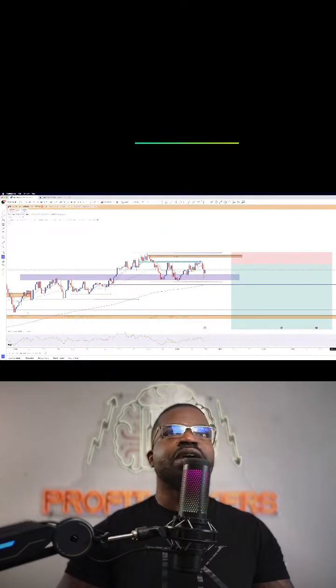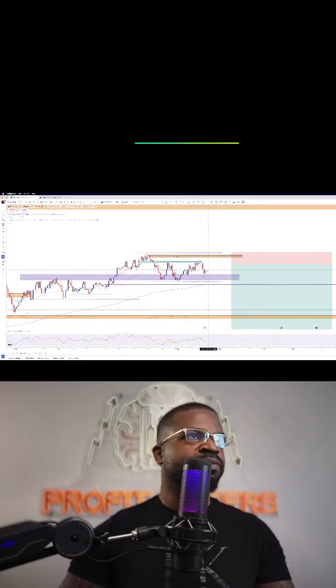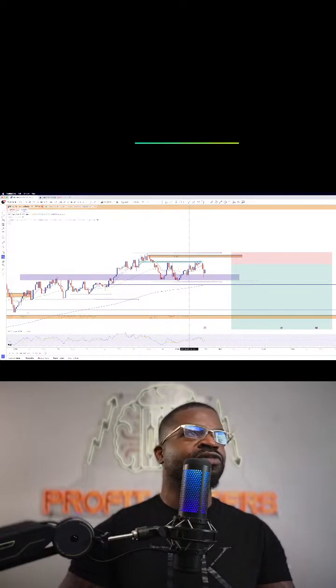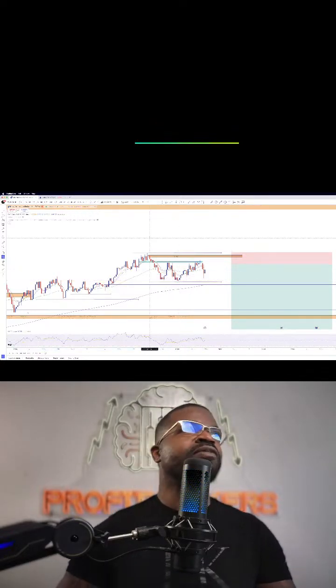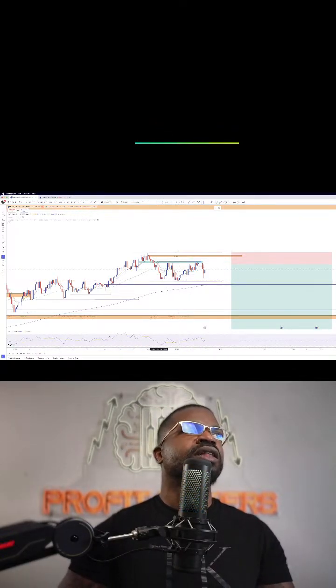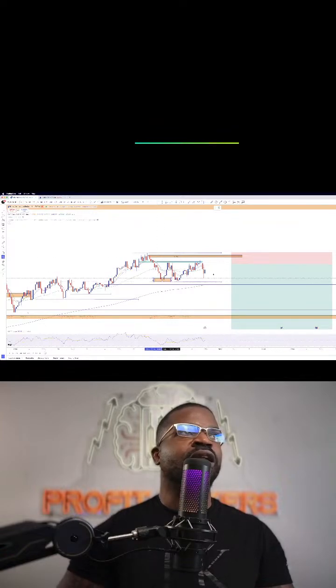All right, so even right here, we're going to take the same approach. With this consolidation forming right here, we now know that we have money above that area and we have it below here. So let's set those alerts again.